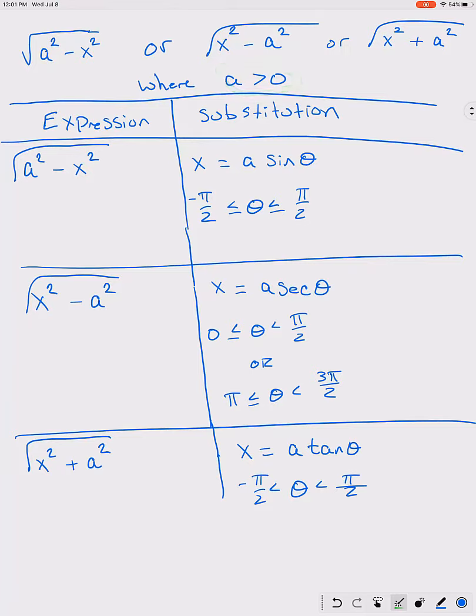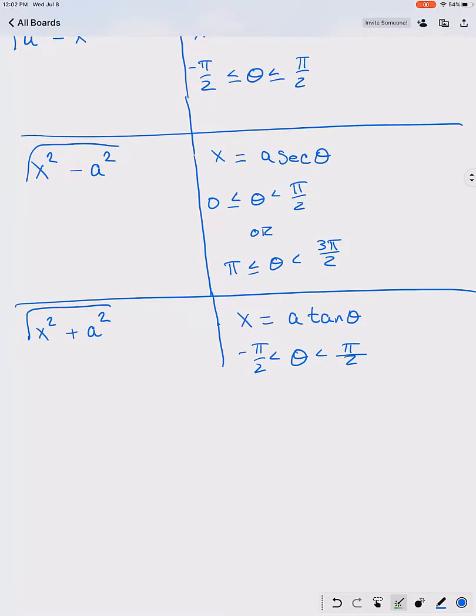So the first situation with a squared minus x squared, the constant is first. We use the substitution x equals a times the sine of theta. Now remember, these substitutions have to be an inverse function, and inverse functions are required to be one-to-one. So I'm going to restrict the domain of this function, specifically with the sine being restricted, by restricting theta to be between minus pi over 2 and pi over 2, including those endpoints.